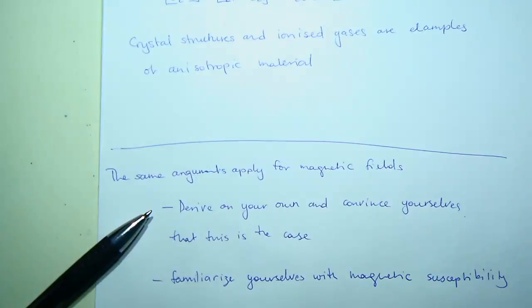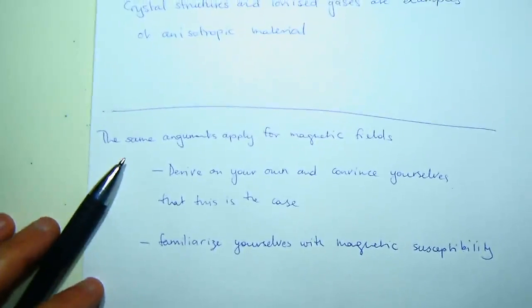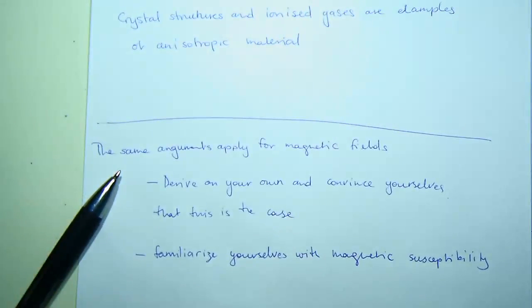Now, of course, the same process applies for magnetic fields, and I won't derive all this because you'll just get bored. So not only are there anisotropic electric materials, there are also anisotropic magnetic materials.